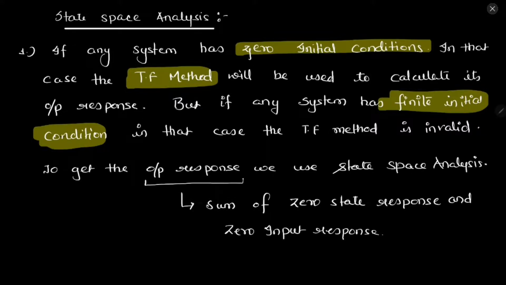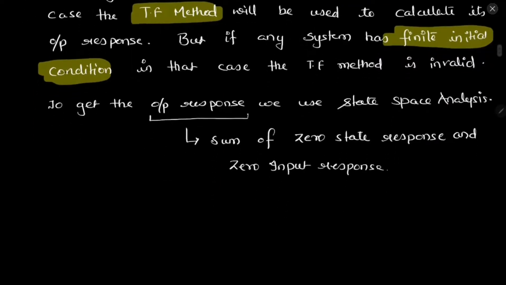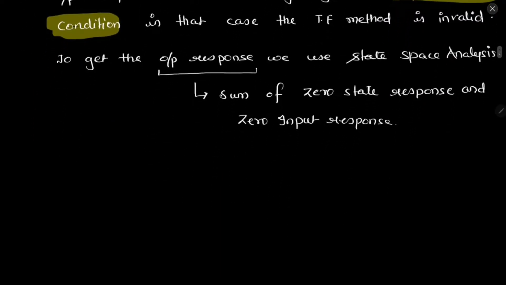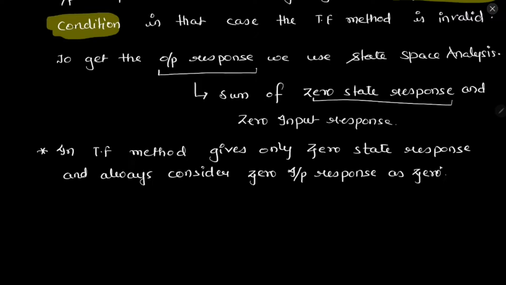Okay, now the transfer function method gives only the zero state response, and in the transfer function method you need to consider the zero input response as zero. Okay, so the zero input response in the transfer function method is zero, and you need to consider only the zero state response. So the transfer function method gives only the zero state response, and you need to consider the zero input response as zero.